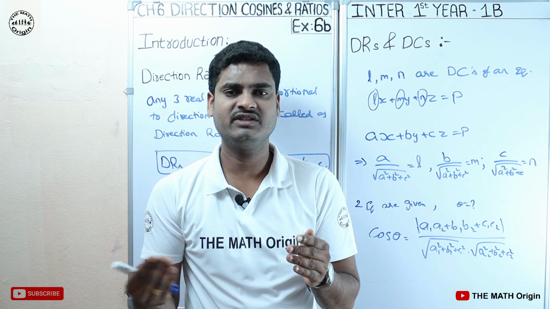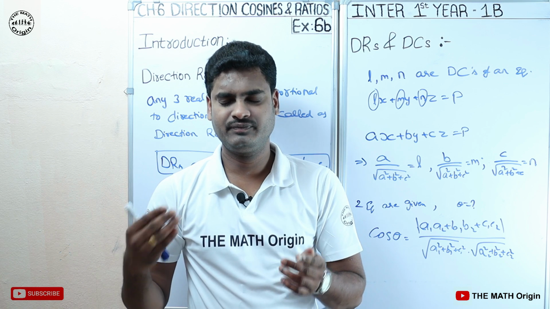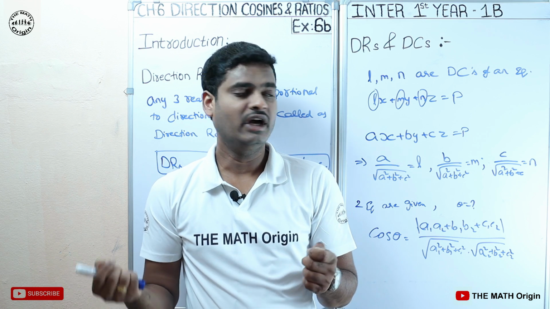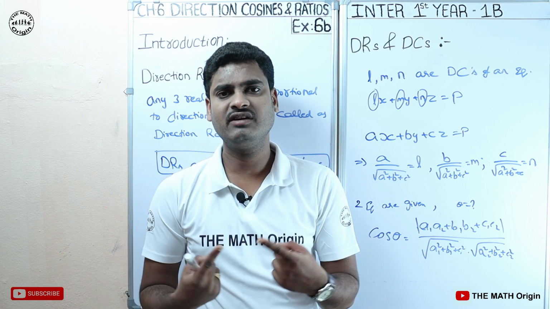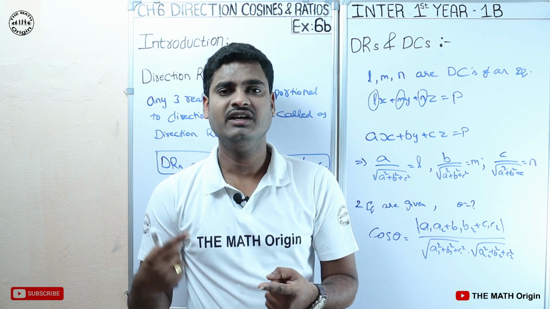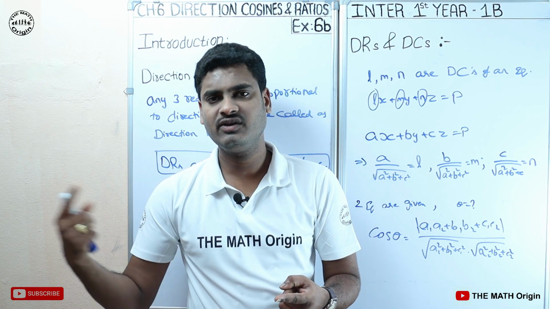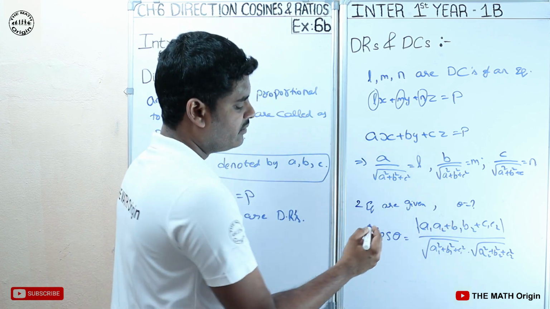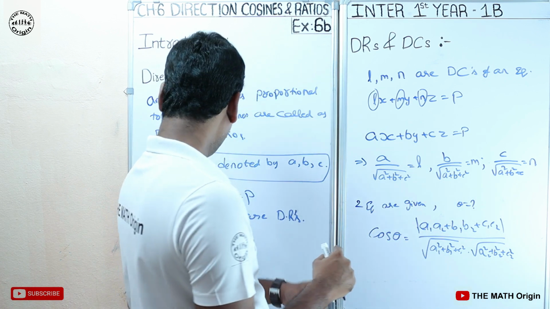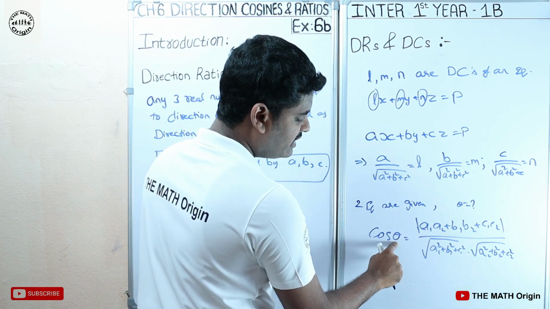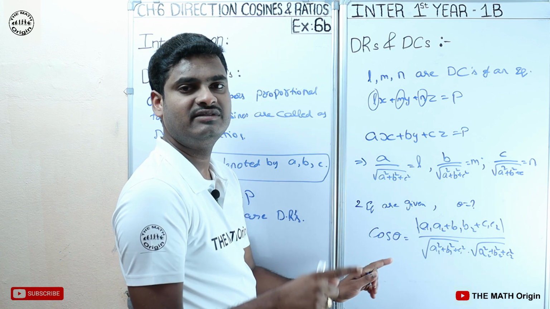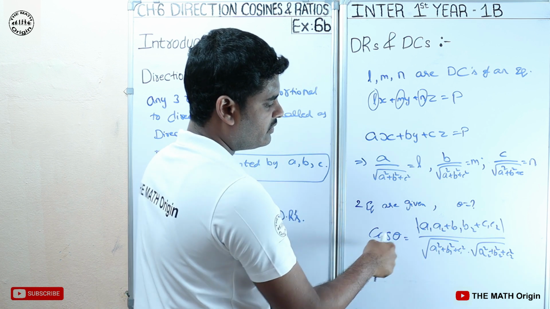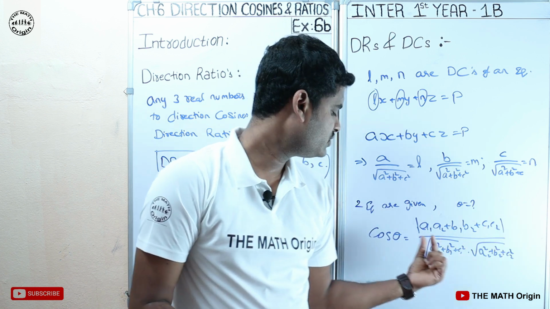Also, if two given lines are parallel, then l1 by l2 equals m1 by m2 equals n1 by n2. And if the two lines are perpendicular to each other, at 90 degrees, then l1 l2 plus m1 m2 plus n1 n2 equals 0, or a1 a2 plus b1 b2 plus c1 c2 equals 0. Cos 90 is 0, so the numerator becomes 0. Therefore a1 a2 plus b1 b2 plus c1 c2 equals 0.